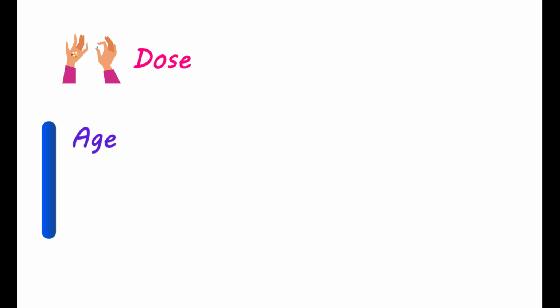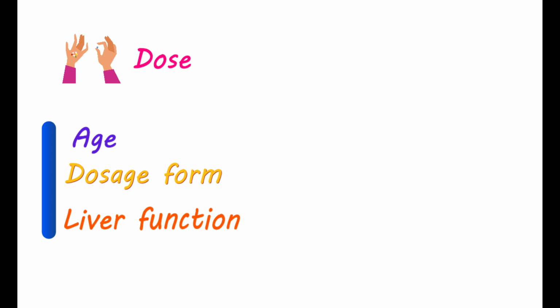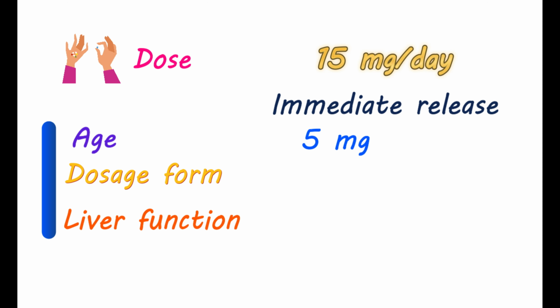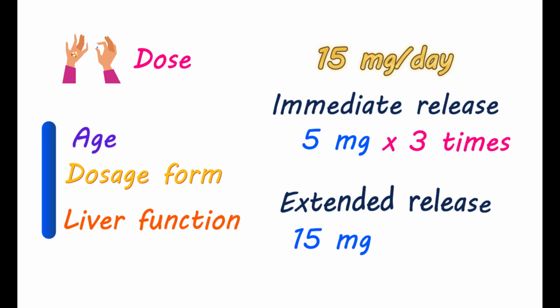The dose of cyclobenzaprine depends on many factors, like your age, dosage form, and liver function. For the treatment of muscle spasm, cyclobenzaprine is typically given at a dose of 15 milligrams per day initially. It can be prescribed in 2 ways. You may be given 5 milligrams immediate release tablets 3 times a day. Otherwise, you may be given 15 milligrams extended release capsules once a day. It is always better to take extended release capsules at the same time each day for constant release of medication for all days of treatment.